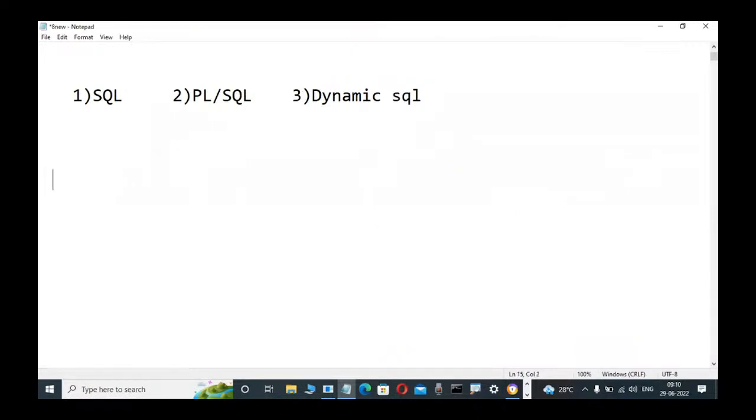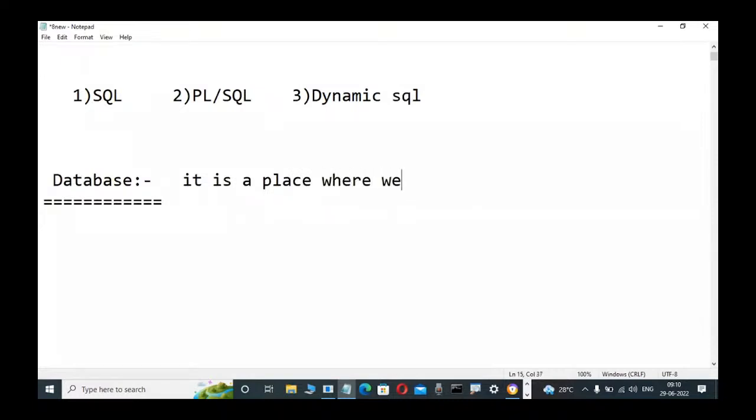Now slowly observe here. Don't write anything, just observe. Some concepts are there that you don't have an idea about, and I want those concepts in the first initial stage. What is a database? Everyone tells you it is a place, don't write it, just a demo. It is a place where we can store a structured collection of data.